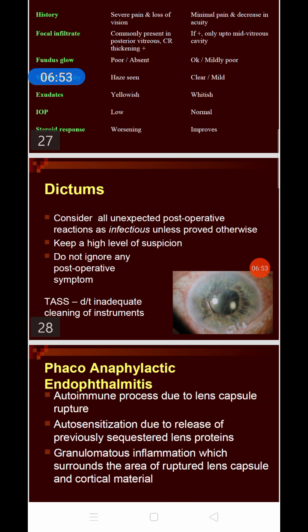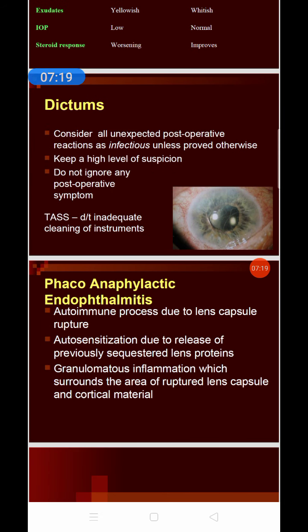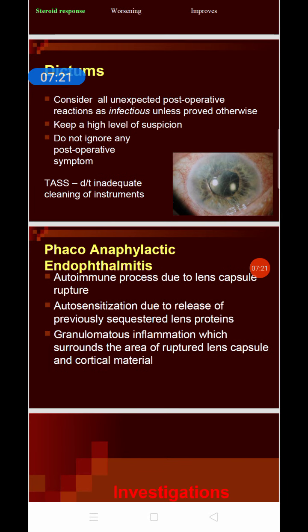So what should you keep in mind? What are the dictums? Consider all unexpected postoperative inflammation as infectious unless proved otherwise. Keep a high level of suspicion. Do not ignore any postoperative symptom. Why keep it in mind? It is mainly due to inadequate cleaning of instruments. So never neglect any case postoperatively.